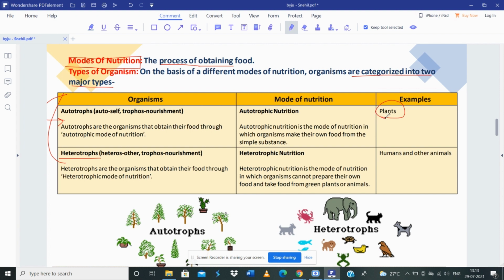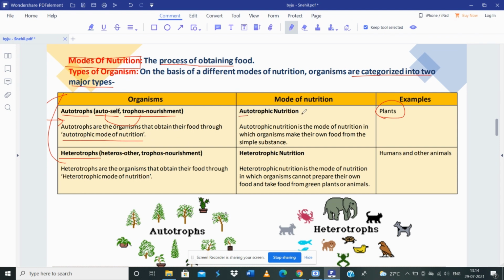Plants. Okay, so you know that plants obtain their own food. They can make their own food through the process of photosynthesis. So all the organisms who can obtain their own food are called autotrophs. Okay, let's discuss in depth. Autotrophs, as the name suggests, auto means self, trophos means nourishment. These are the organisms who can self nourish themselves. So basically they obtain their food through autotrophic mode of nutrition.